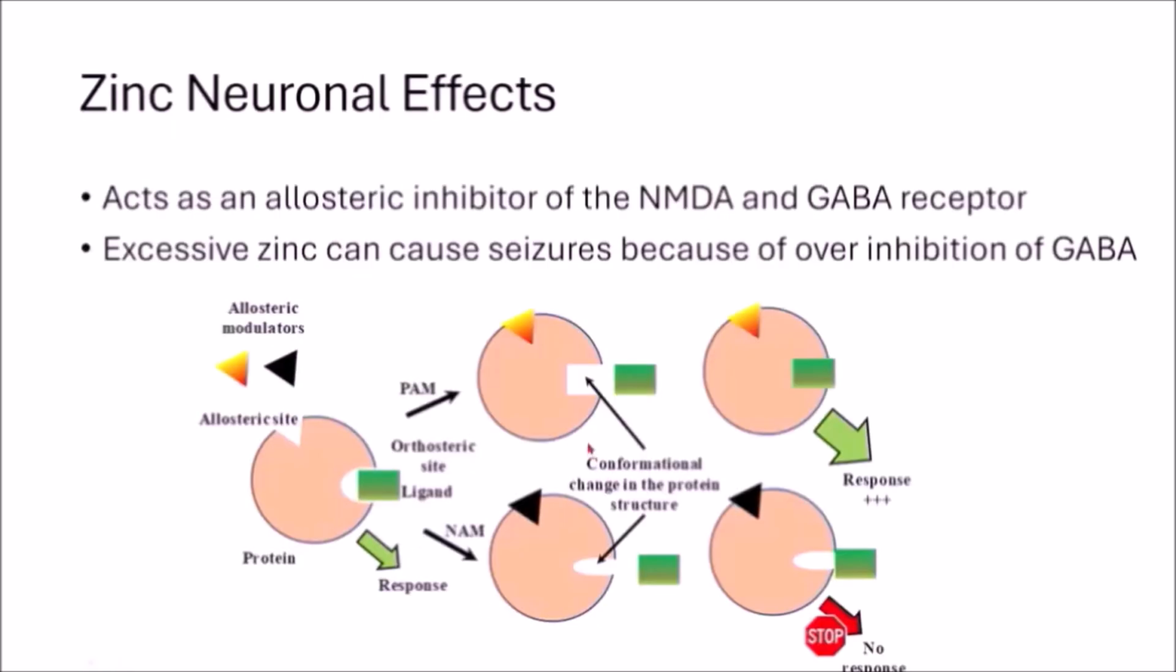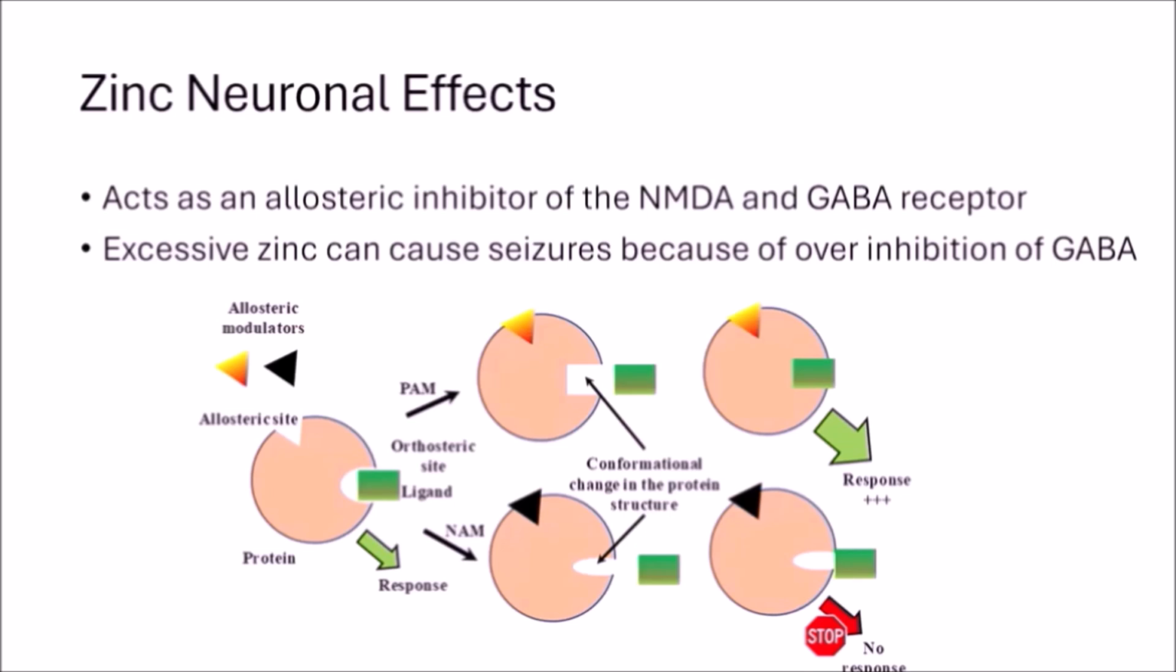Zinc also exerts some effects on your neurons. It can act both as an inhibitor of NMDA as well as GABA. And so you can see NMDA is generally an excitatory neurotransmitter and GABA is an inhibitory neurotransmitter. So depending on which it is inhibiting, it can certainly have different effects.